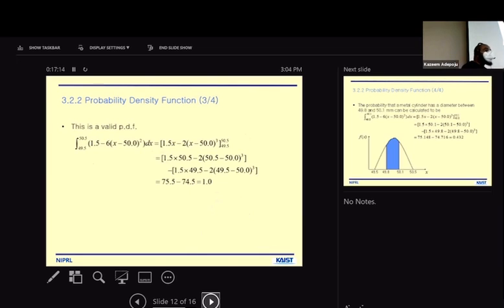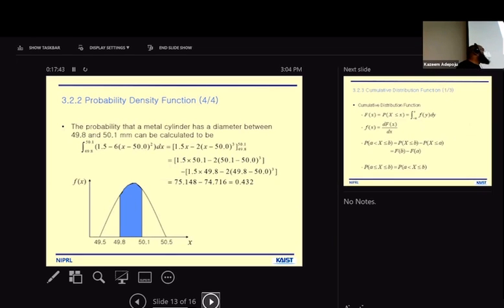Take a look at this. It's going to be a valid PDF if I work on the antiderivative, and the result that I get is going to be 1. If it is 1, then it's a valid PDF. So I'm using this opportunity to tell you to revise your knowledge of basic calculus. I said basic. You don't need a complex one. Just basic one.